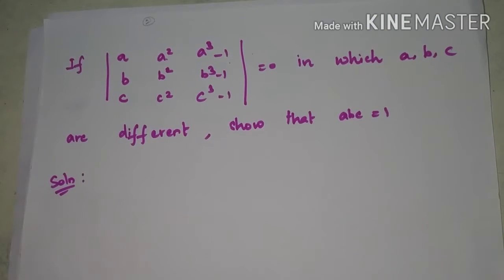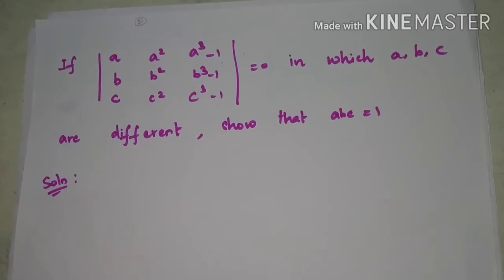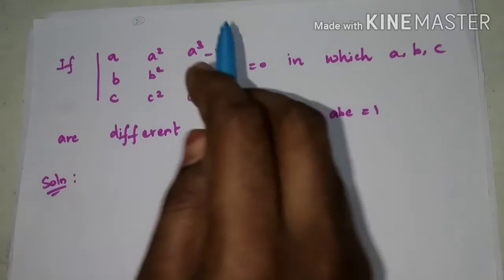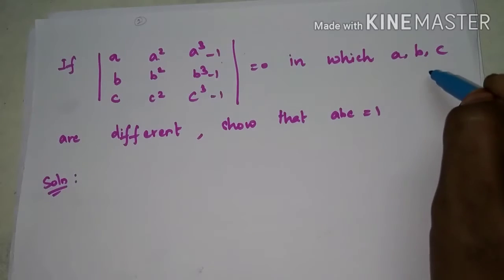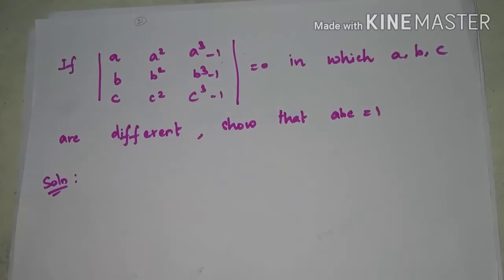Now let us see the problems regarding the properties of determinants. Here in this problem, the determinant is given as equal to 0, in which a, b, c are different. Show that abc is equal to 1. See, this problem comes under the fifth property.